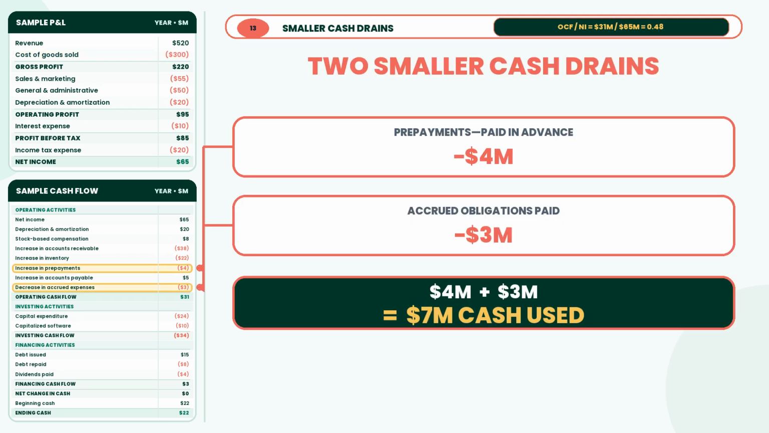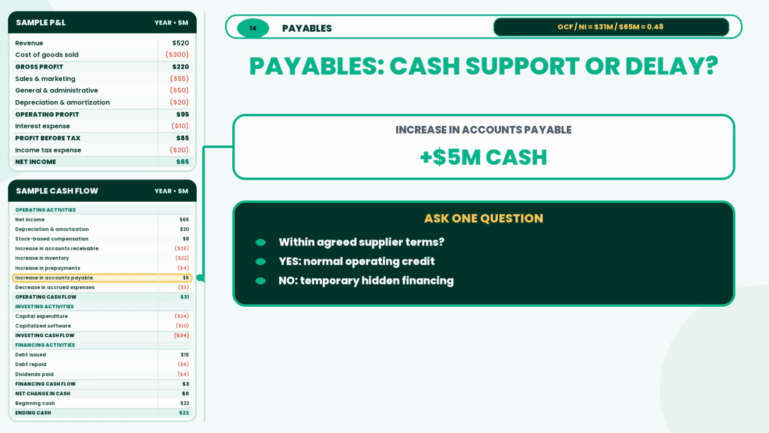Prepayments and accrued expenses complete the smaller movements. 4 million was paid in advance. 3 million of previously accrued obligations was paid down. Together, these two lines consumed another 7 million of cash. Payables contributed 5 million of cash. This can be normal supplier credit, but if it came from paying suppliers late, it is temporary financing, not stronger customer cash. Always ask whether the payable increase is within agreed terms.